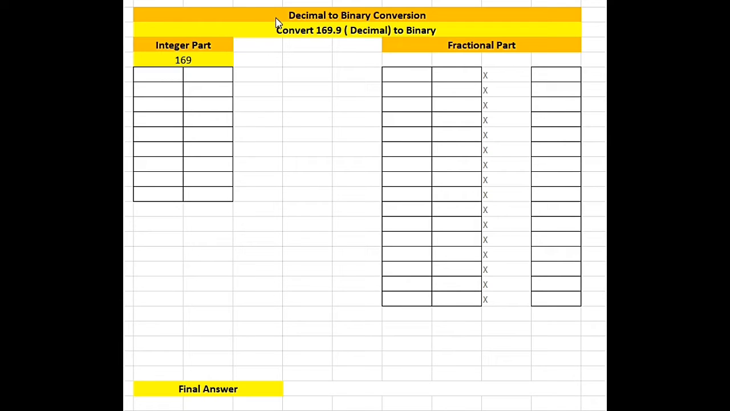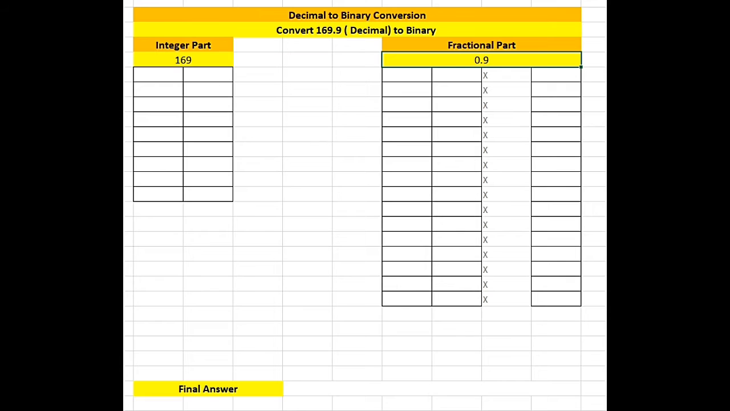The first task is to separate the integer and the fractional part. As you can see, in the integer part we have 169, and in the fractional part we have 0.9. So what's our next task? Our next task is to solve the first part, that is the integer part.